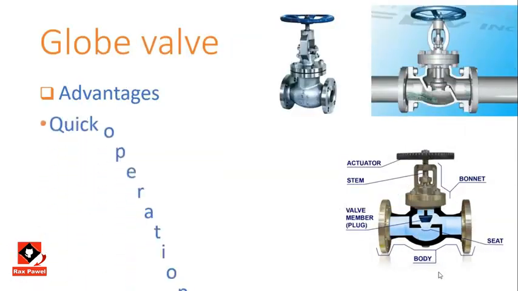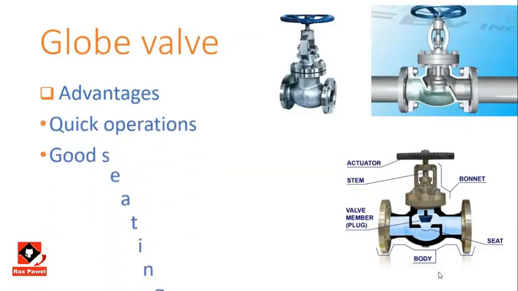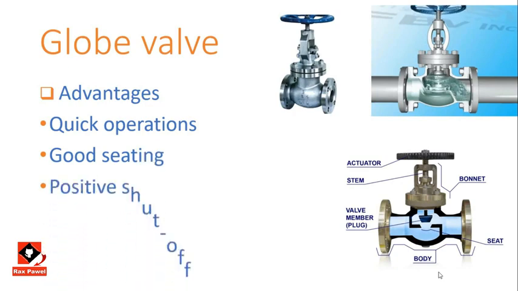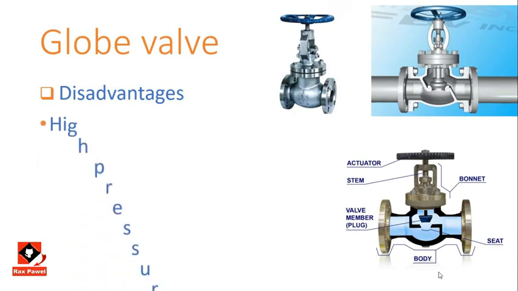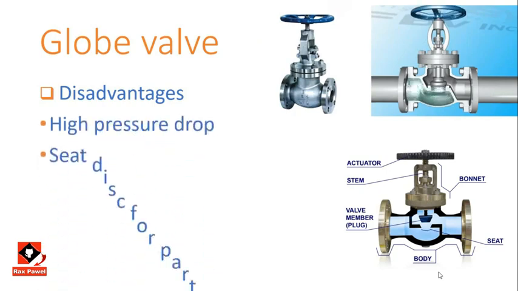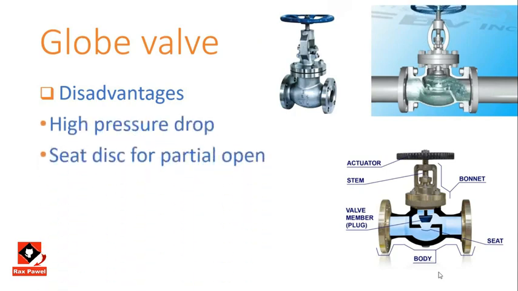Advantages. This valve can operate quickly due to its short stem, and this is the most reliable form of seating, which provides preferred shut-off. Disadvantages. Globe valve has higher pressure drop than gate valve and the seat disc is required to wear in partially open conditions.